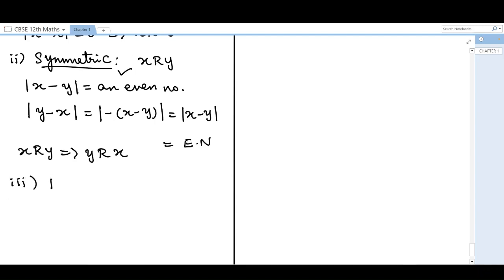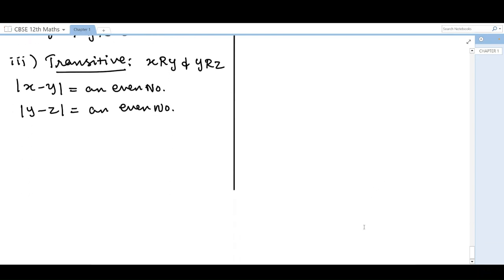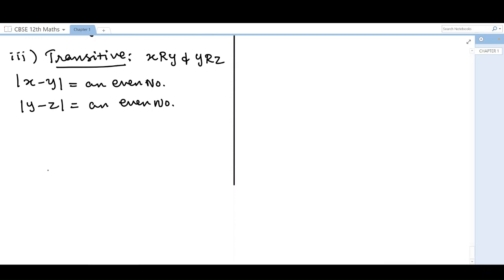Third one is transitive. So if you consider three elements x, y and z such that x is related to y and y is related to z, with the conditions that x minus y is an even number and y minus z is also an even number, then we have to check whether x minus z is an even number.